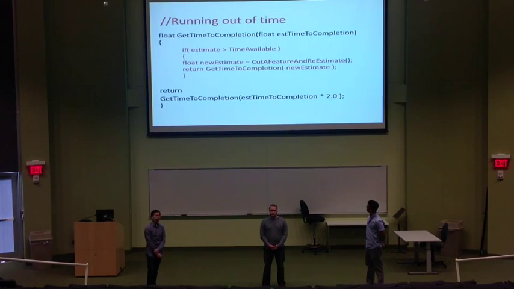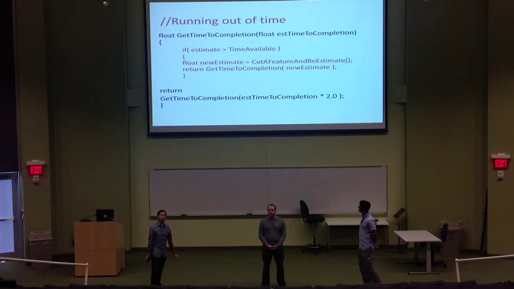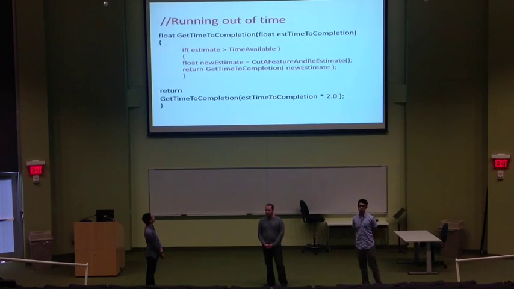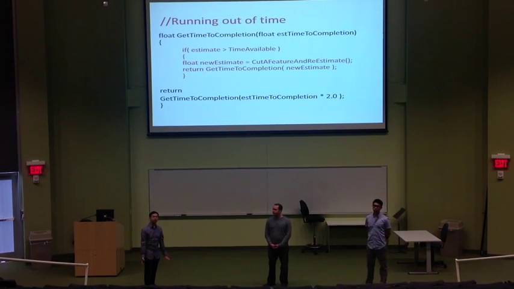$1 million goal. We say if the estimate is greater than the time available, which means we are running out of the time of our project, we are going to need to make a new estimation by cutting a feature, and we estimate our project and return the time.